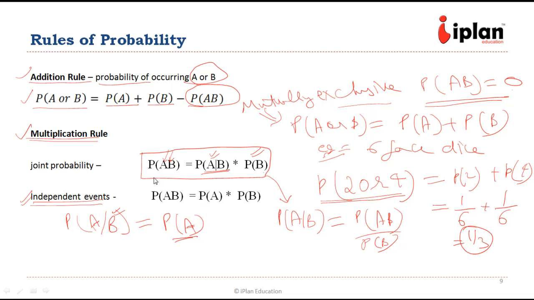So this formula translates into probability of A and B is equal to probability of A into probability of B, simply multiplication of the two probabilities. So this is a specific case for independent events. Now let us move to the next slide.